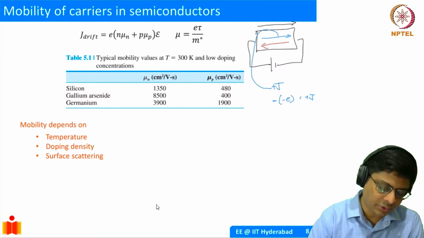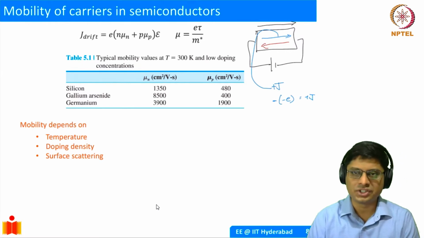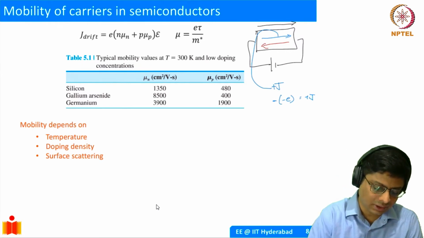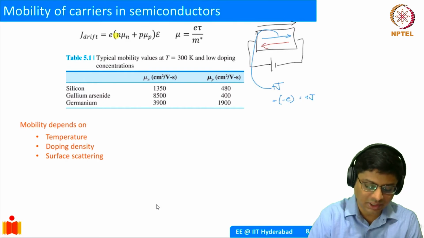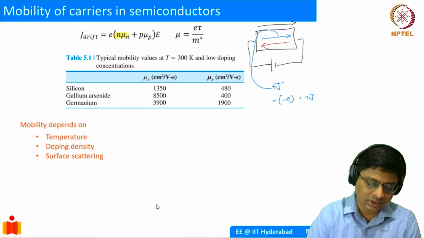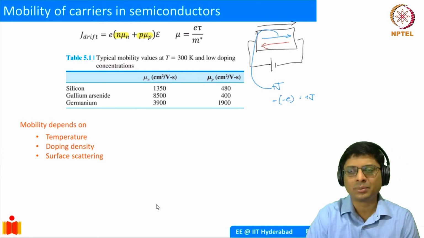So now, because of that, we can generalize the expression for J drift. I'll take the charge of the electron out, and so you have the charge times the electron density times the mobility of electrons plus the hole density times the mobility of holes.